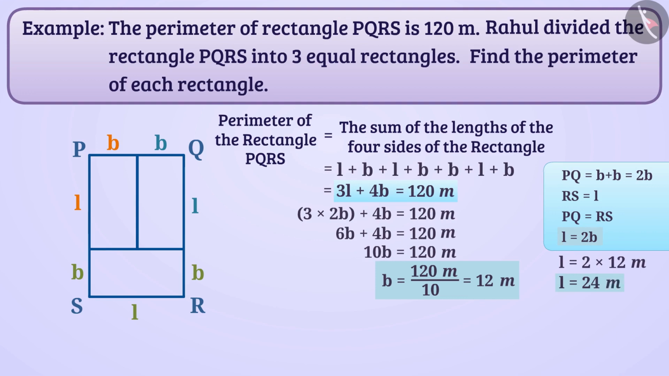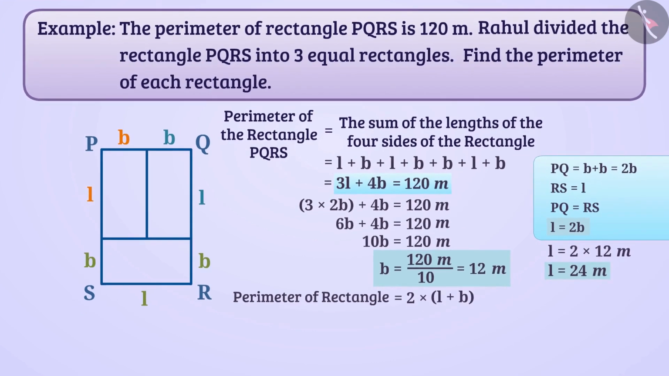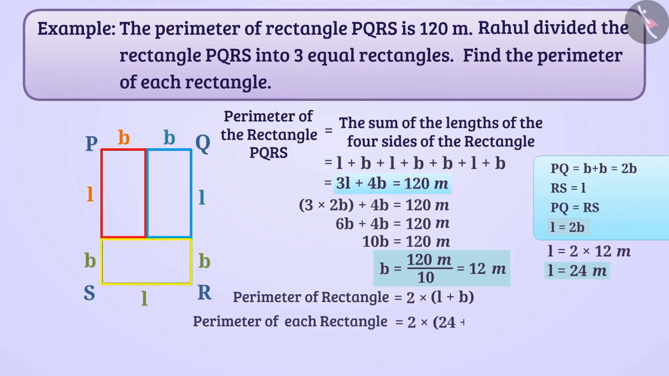We know that the perimeter of a rectangle is 2 multiplied by length L plus width B. Therefore, the perimeter of each rectangle is equal to 2 multiplied by 24 plus 12 meter, which is equal to 2 multiplied by 36 meter, which is equal to 72 meters.